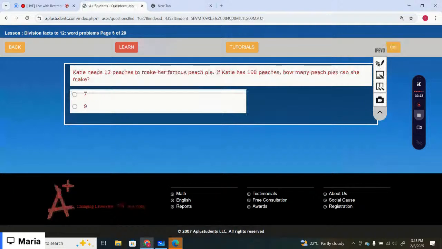Katy needs 12 peaches to make her famous peach pie. If Katy has 108 peaches, how many peach pies can she make? So you have to divide 108 by 12. Which is the correct option?